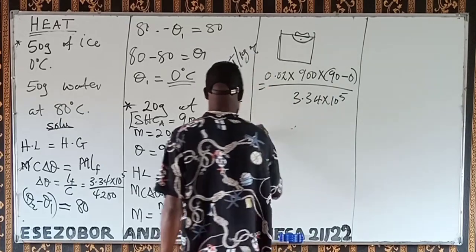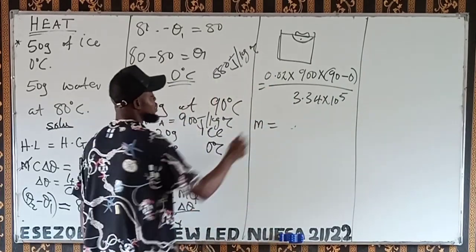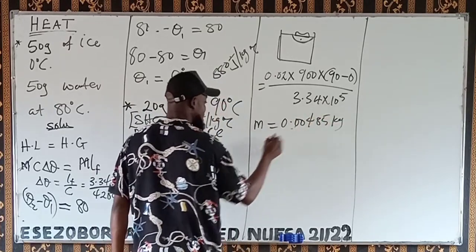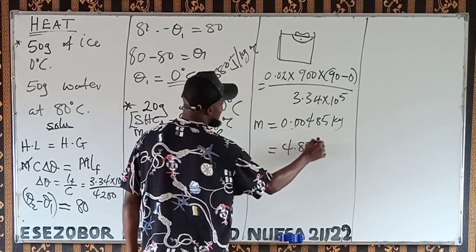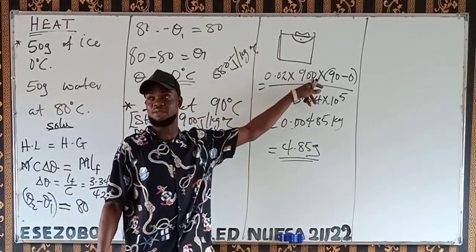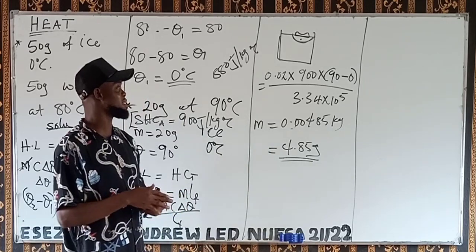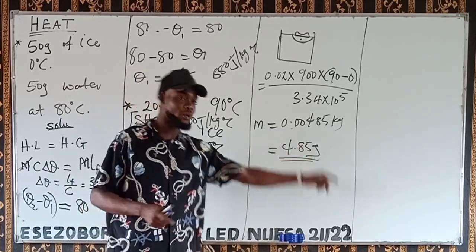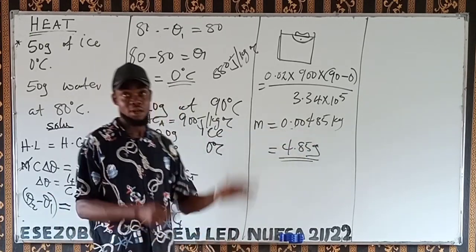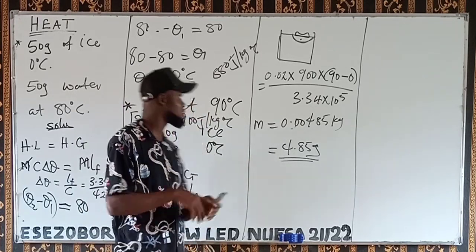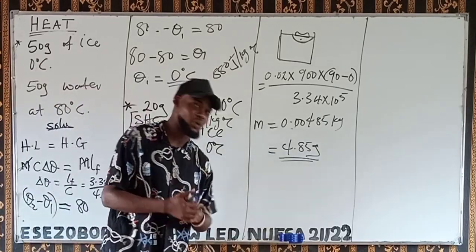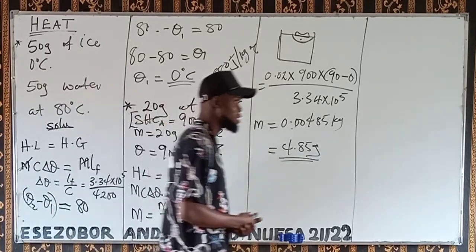So what are we going to have? If you solve this very well, our mass will be 0.00485 kilograms. If you multiply this by 1000, you have 4.85 grams. But if you use 880 as the specific heat capacity for aluminium, you will have 4.74 grams. I converted kilograms to grams by multiplying by 1000. Remember what we are doing here: we are trying to learn how to measure heat and the rest.